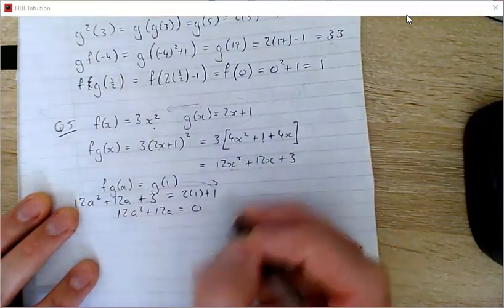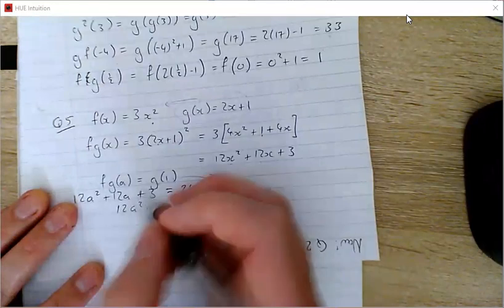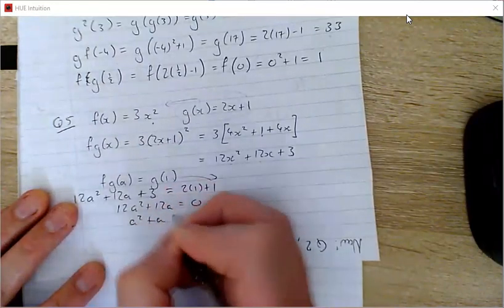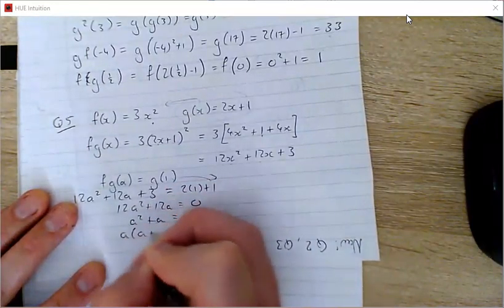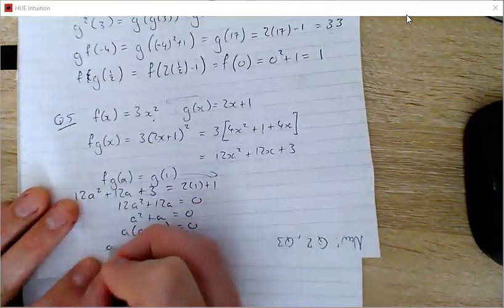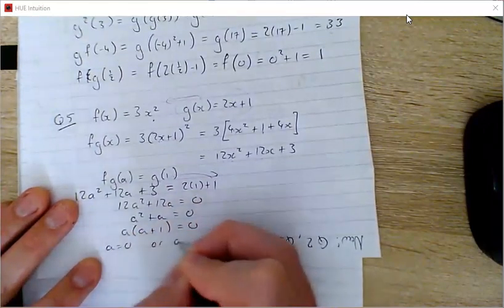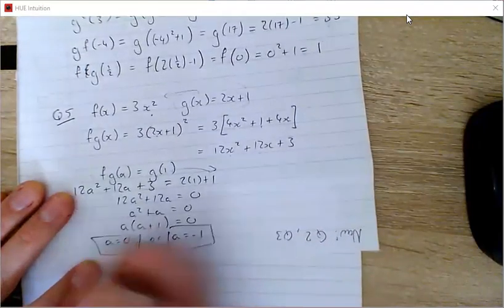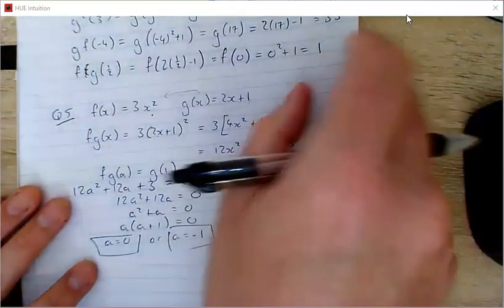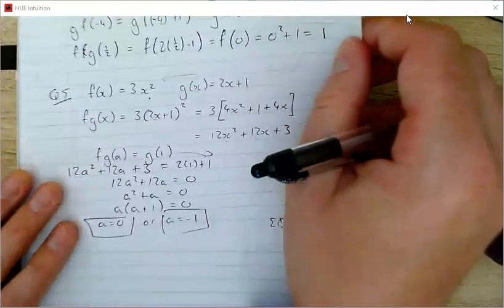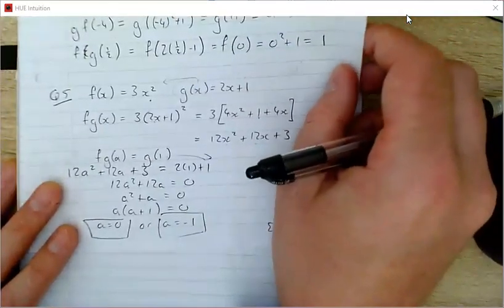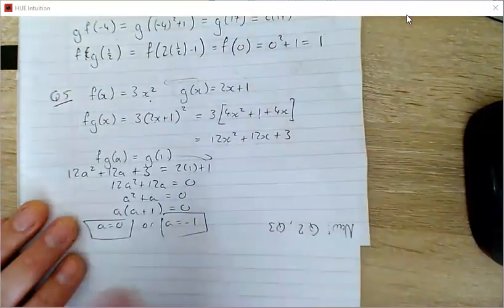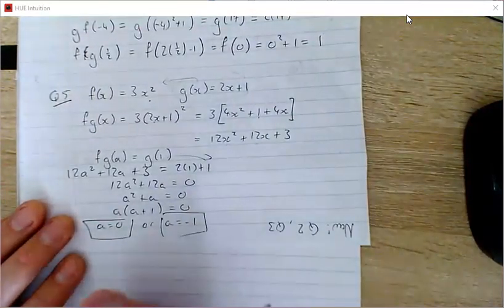Okay, dividing through by 12, you get a squared plus a equals 0. Factorizing, a times a plus 1 equals 0. So either a is 0 or a is minus 1 will be our solution to these bits. Okay, so those are the two possible answers. Question 5 doesn't say anything about the values that a is allowed to take, so we'll offer both of those answers.